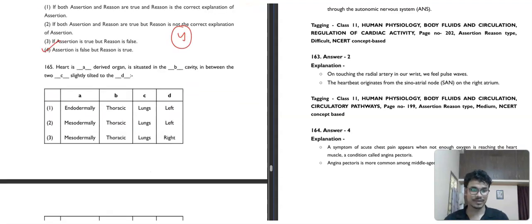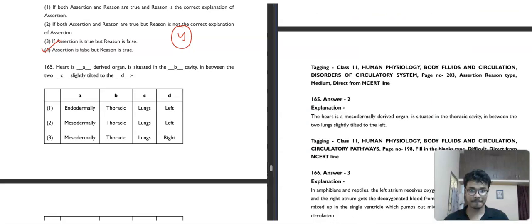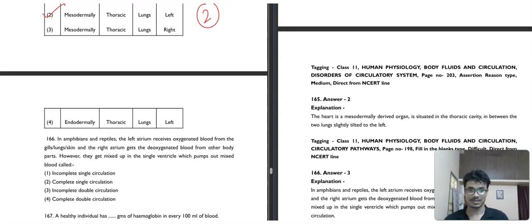Then 165. So heart is a mesodermally derived organ situated in the thoracic cavity in between the two lungs, slightly tilted to the left. So our correct answer for this question will be option number 2. Sorry. Then question number 166.